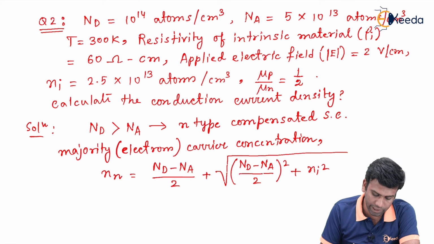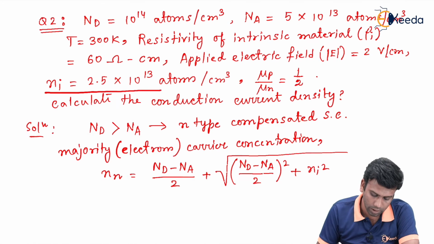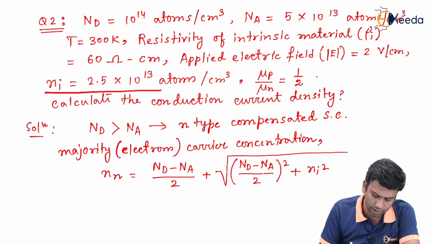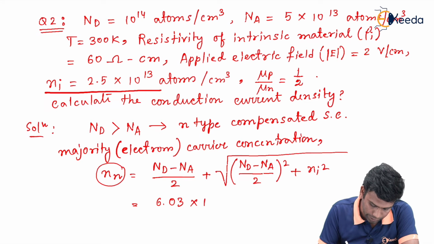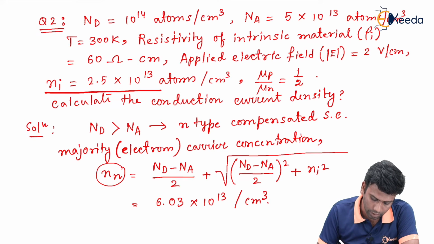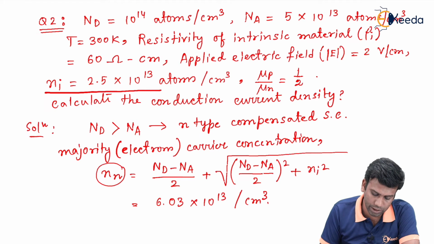Now both the values of Nd and Na are given in the numerical, and the Ni value is also given. So if I put the values of Nd, Na and Ni in this equation, then we can find the value of Nn. It will come out as 6.03 into 10 to the power 13 per centimeter cube. In this way we have calculated the electron concentration in this N-type compensated semiconductor.